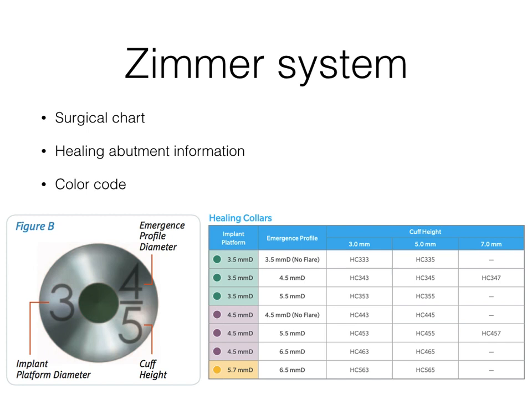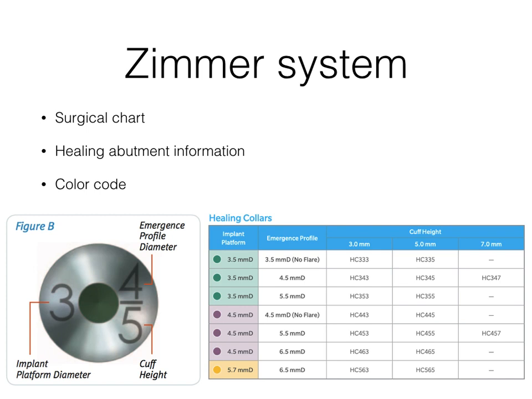So, when we look at the Nehmer system, remember in the previous lectures I told you about the naming system on the healing abutment. As you can see in the lower left picture, it has three different numbers. On the left side, that's the number related to the implant platform diameter. On the upper right, that will be the emergence profile diameter. And the last one on the lower right will be the cuff height.